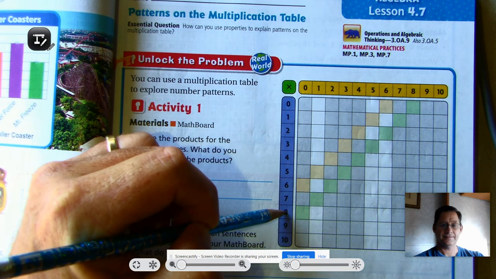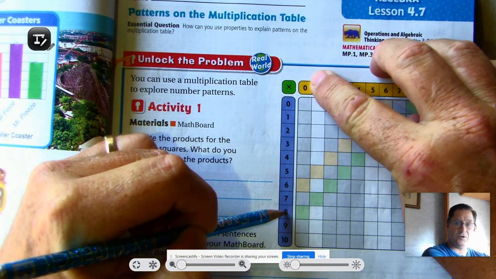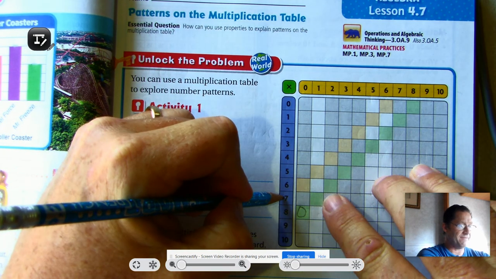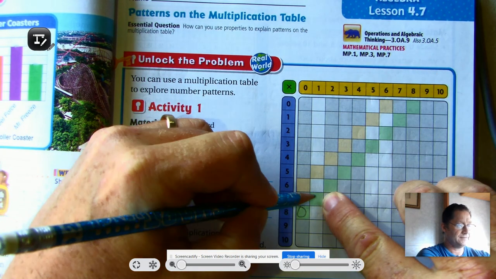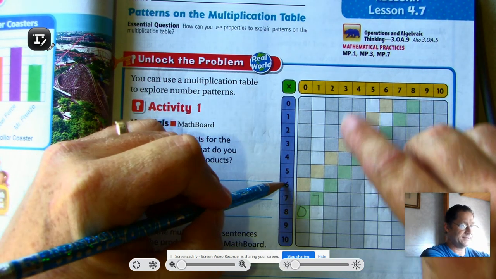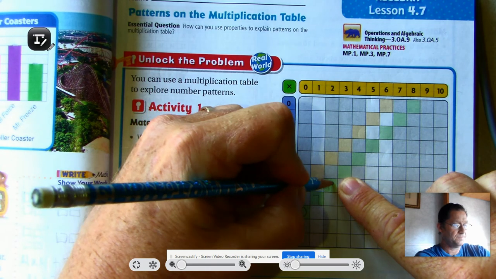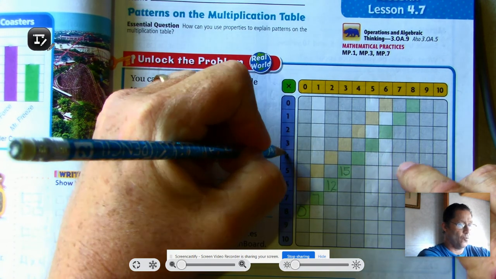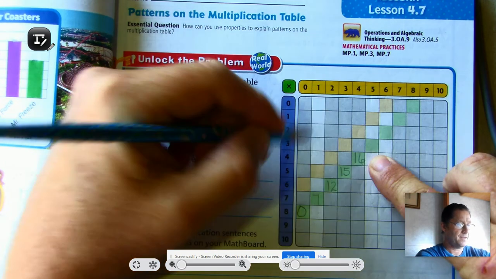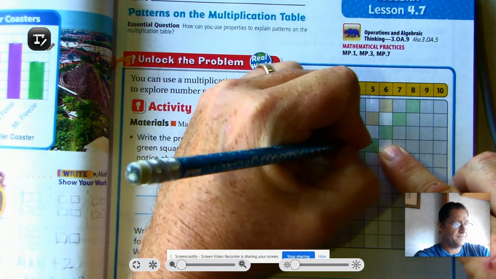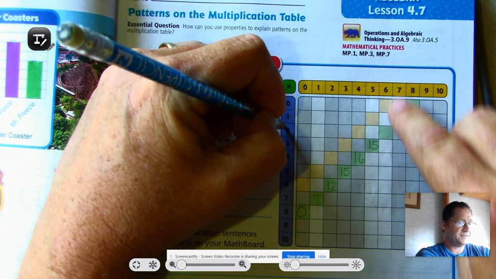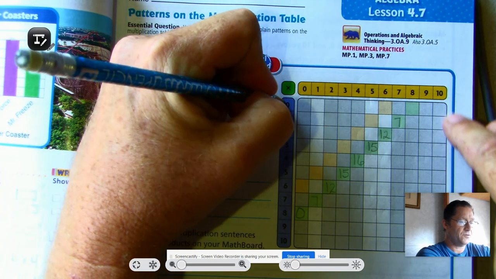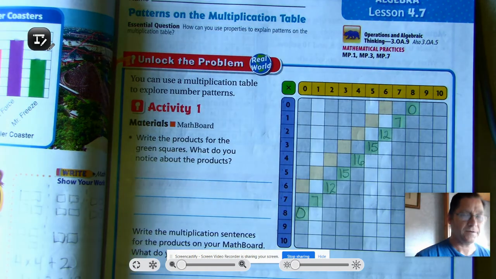So it's 8 times 0. 8 times 0, 0. Then the next one is 7 times 1. 6 times 2. 5 times 3. 4 times 4. 3 times 5. 2 times 6. 1 times 7. 0 times 8. Okay.